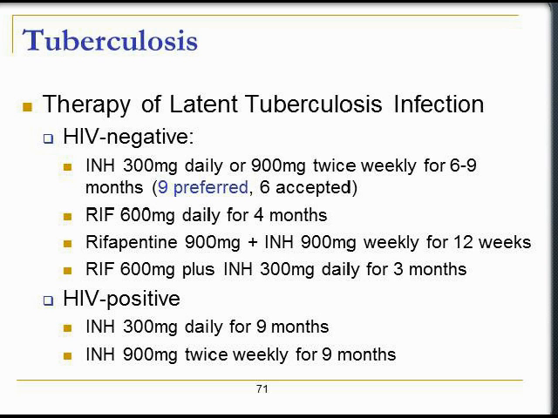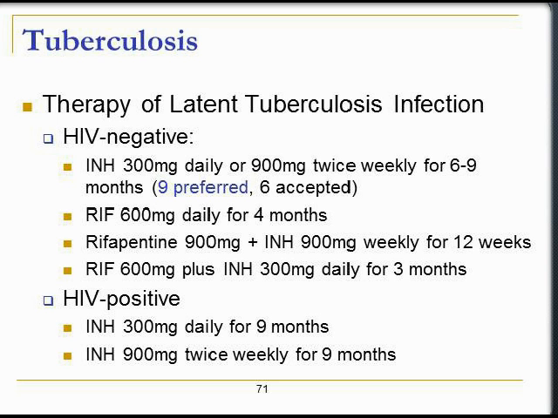Age is no longer an issue. It used to be recommended that those over 35, because of the potential for hepatotoxicity, should not be treated, but age is not an issue anymore. Regardless of age, this is the recommended therapy. You can use rifampin if you want for 4 months, 600 a day, a combination of rifapentine and INH for 12 weeks, so that's cutting it down a little more. That's a newer recommendation. And then rifampin plus INH for 3 months. Again, a lower treatment time but more drugs is also a potential option. But INH alone for 9 months is still the recommended treatment of latent TB.